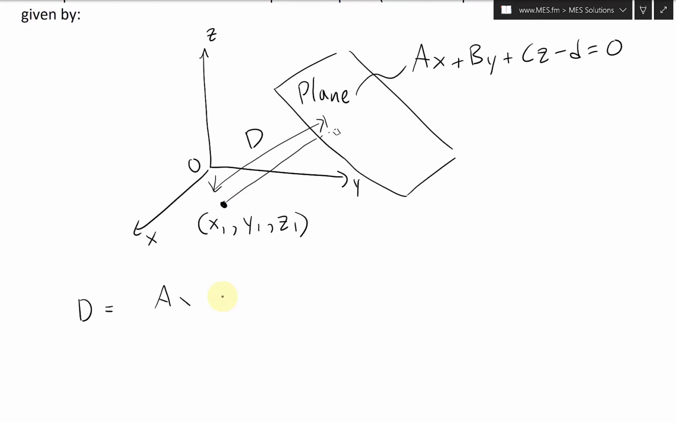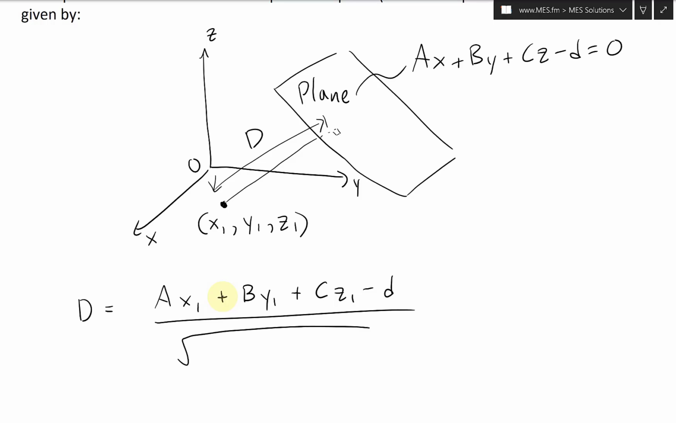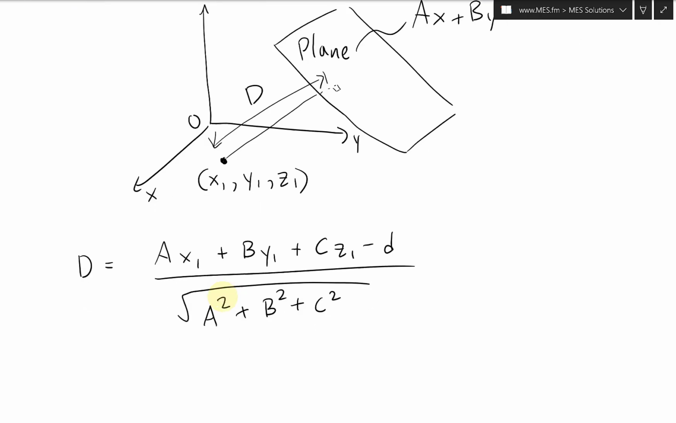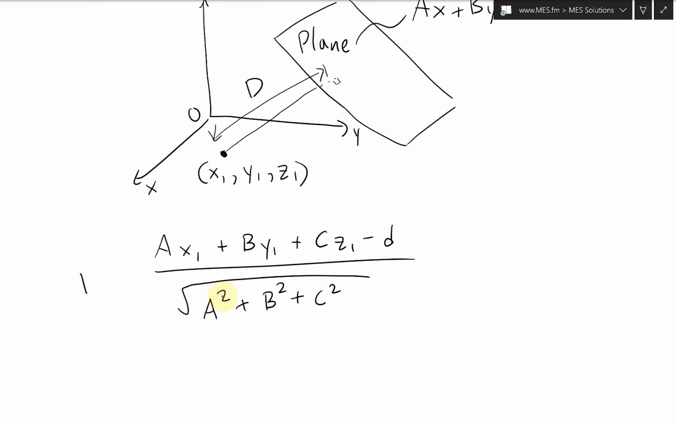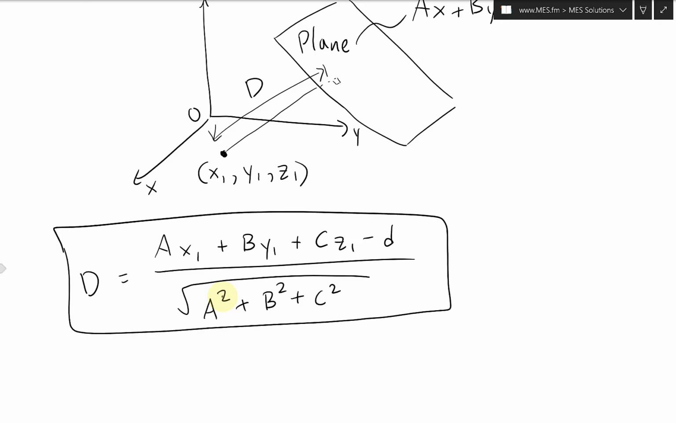And d is given by the formula, which I'll prove in a future video: a x1 + b y1 + c z1 − d, divided by the square root of a squared plus b squared plus c squared. That is the distance d. And let's box all this in.